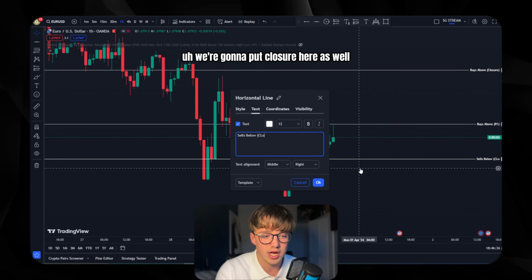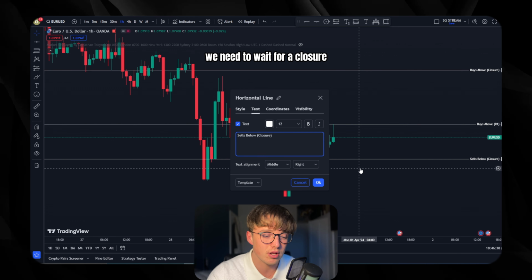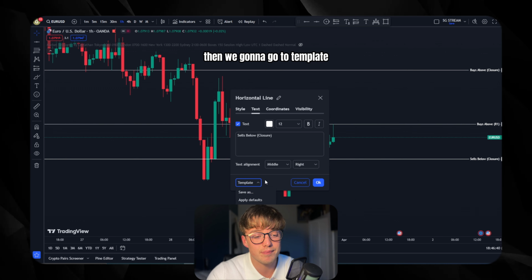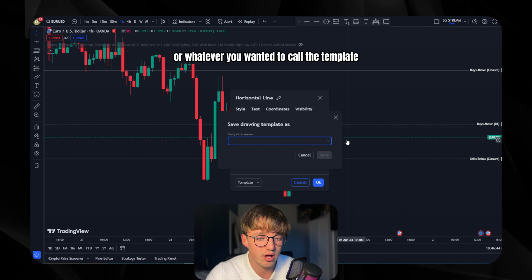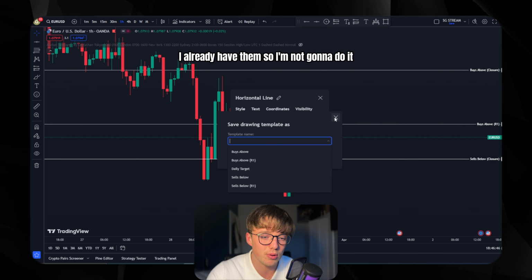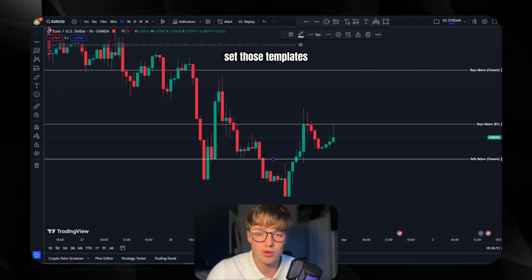We're going to put "closure" here as well, just to remind ourselves that we need to wait for a closure. Then we're going to go to template, save as a template, and then we would put "sells below" or whatever you wanted to call the template. I already have them, so I'm not going to do it. But that's essentially how you're going to set those templates.